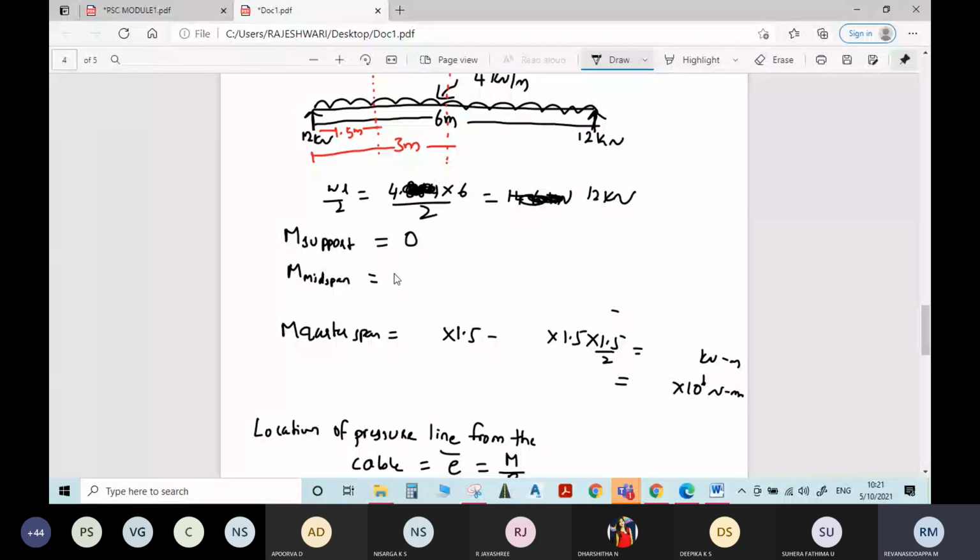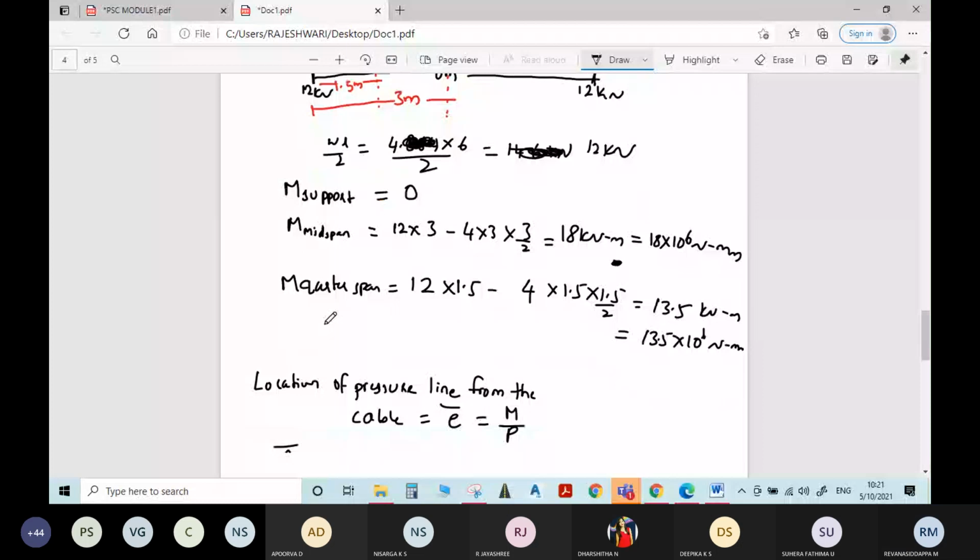At quarter span also you find. It is 12 into 3 minus 4 into 3 into 3 by 2. You will get 18 kilonewton meter, which is 18 into 10 power 6 Newton millimeter. At quarter span it is 12 into 1.5 minus live load 4 into 1.5 into 1.5 divided by 2. Tell me the answer. 13.5, sir. Here 13.5 into 10 power 6 Newton millimeter.